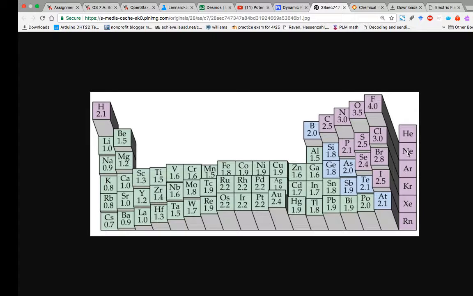Now, why are these noble gases not participating? Why do they have no electronegativity score? It's because, remember, the definition of electronegativity is the attraction that an atom has for electrons in a chemical bond. The trouble with noble gases is that they do not make chemical bonds, except under extraordinary conditions, which you usually have to apply yourself in a lab.